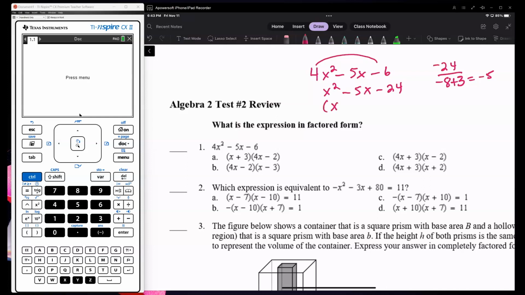So it's x minus 8, x plus 3. Now the next step is to divide by 4. So you have x minus 2, and you have 4x plus 3. So the answer to this will be what it says, 4x plus 3 and x minus 2, which is C.